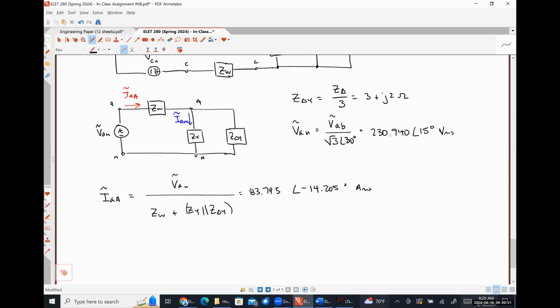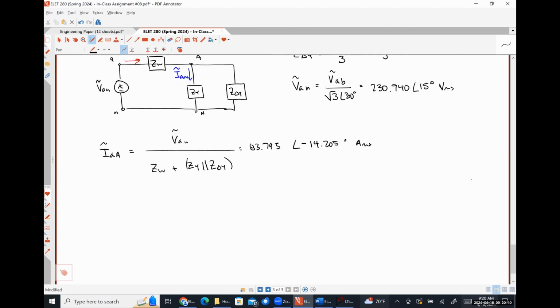So Nick has suggested that we do current division, which I absolutely agree with as one way that we could do it. How comfortable are you all with current division? Since you're uncomfortable with current division, that's exactly what we're going to do. Let's make you comfortable with it. Okay. So our current IAN is just going to be whatever we have as IAA times 1 over the impedance ZY divided by 1 over ZY plus 1 over Z delta Y.